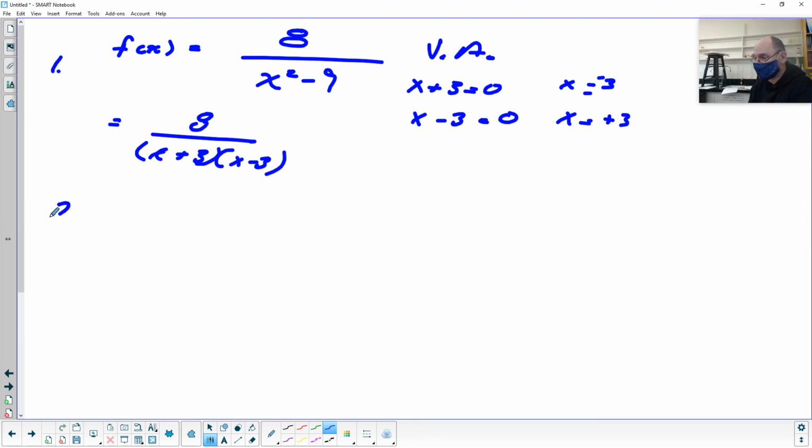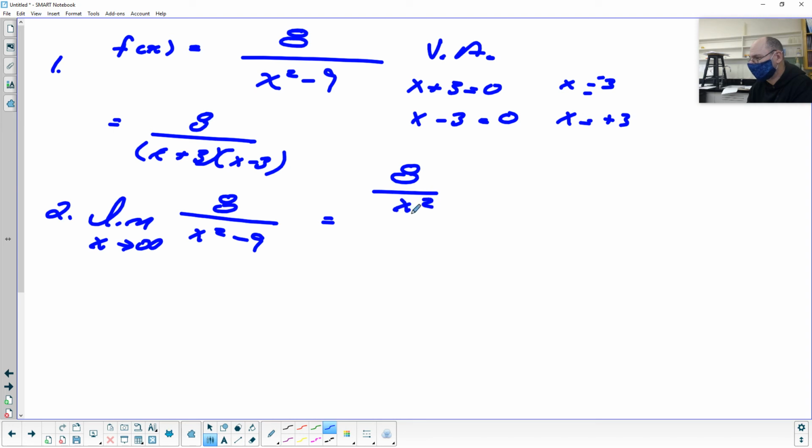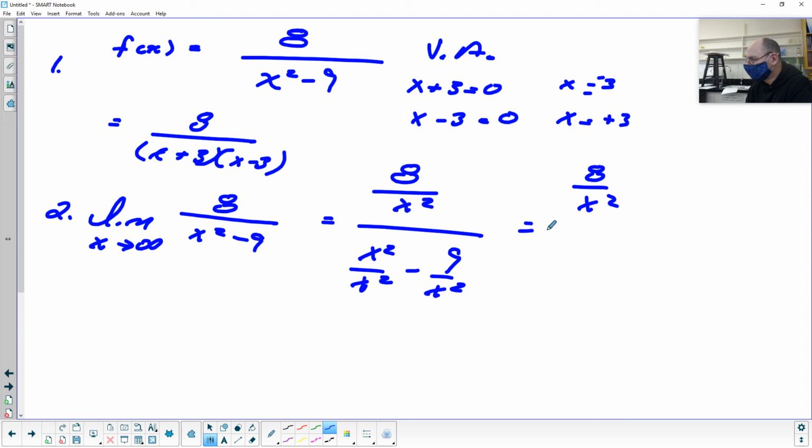To get a horizontal asymptote, we take the limit as x approaches infinity of this. So how do you do it for infinity ones? You divide by the biggest power of x. So that's going to be 8 over x squared, this will be x squared over x squared, this will be 9 over x squared. Whenever you have these, this is going to be 1. So this is going to be 8 over x squared over 1 minus 9 over x squared.